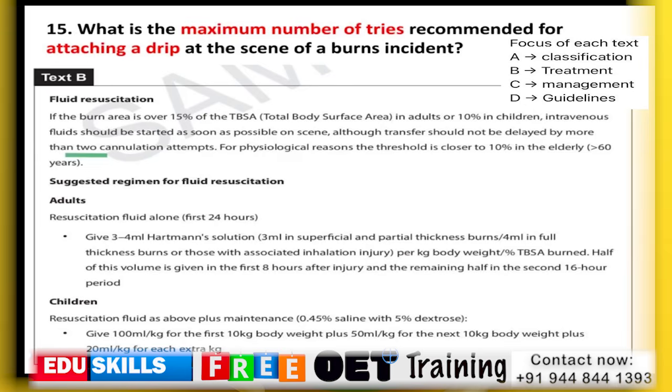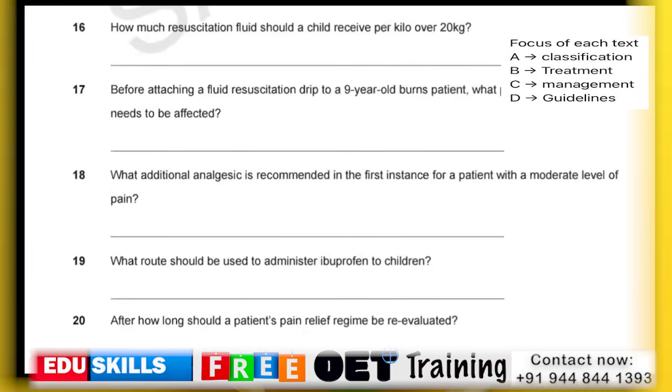What is the answer? How many tries? "Not be delayed by more than 2" means what? Maximum two only. Maximum number of tries, the maximum attempts we can make. So 2 is the answer. Although transfer should not be delayed by more than 2 cannulation attempts. That is the answer. Explanation: maximum number of tries means maximum attempts. Cannulation means inserting a drip.